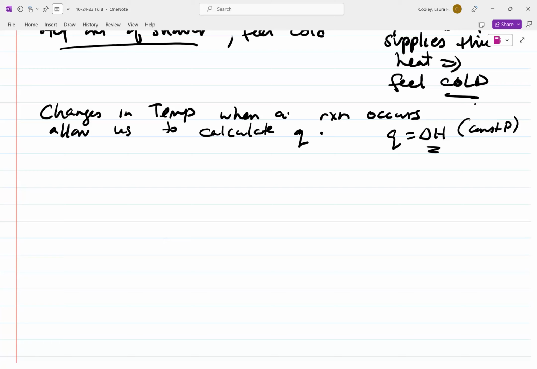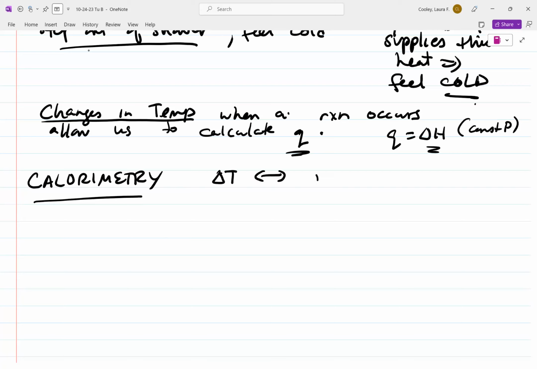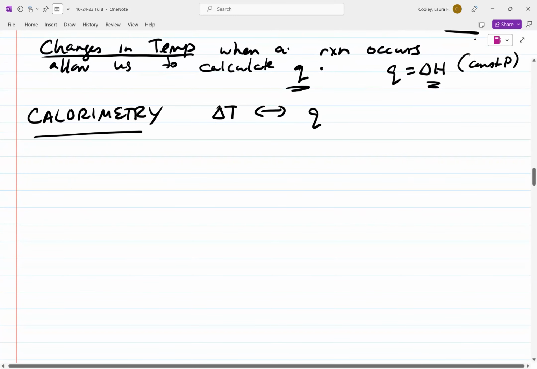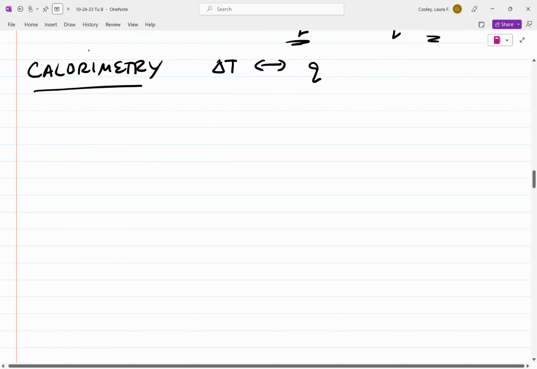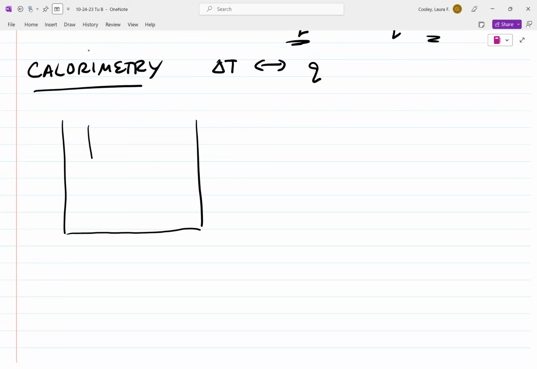Anyway, so how do we relate changes in temperature to a Q? This topic is called calorimetry. Calorimetry is where you relate the delta T to a Q. Okay, so you could have a reaction in something called a calorimeter. So here's kind of a calorimeter. You have a container and it's insulated. In fact, we are going to use the classic calorimeter that's used in general chemistry labs all over the world in 2 weeks in lab.